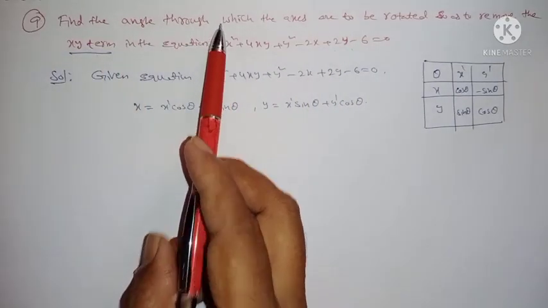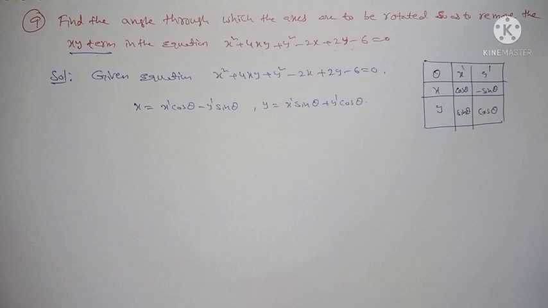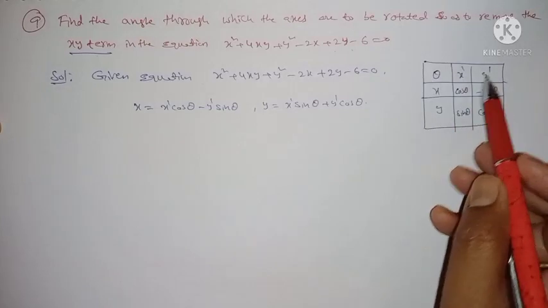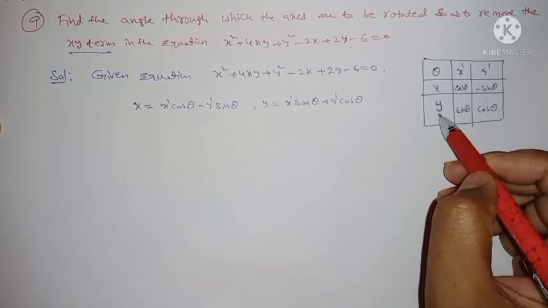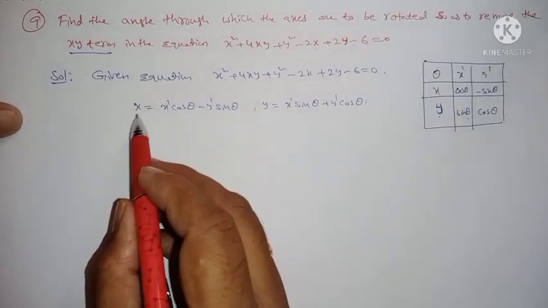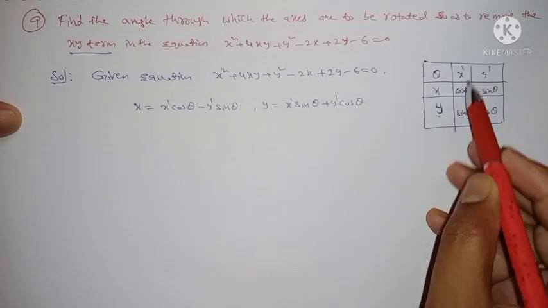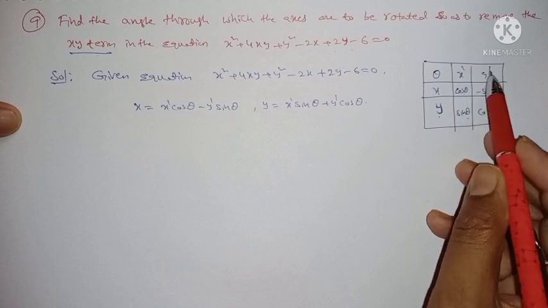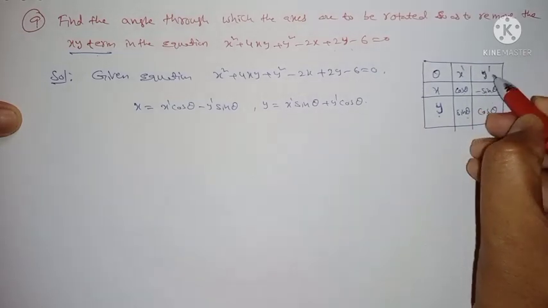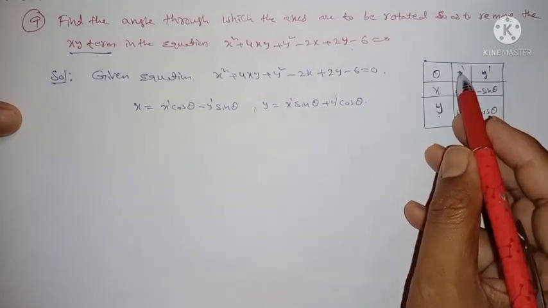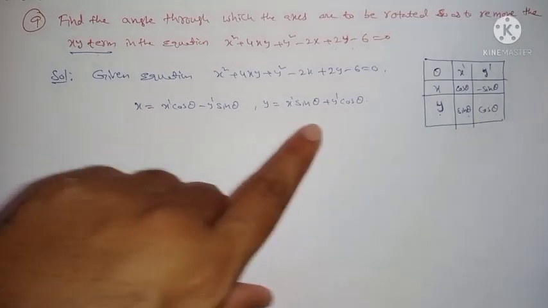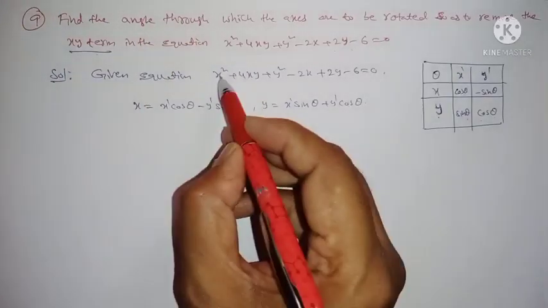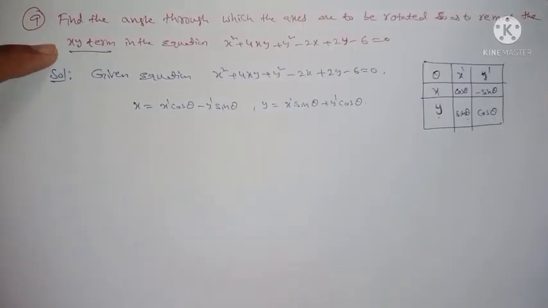Find the angle. The change of angle uses the same formula here, with theta, x dash and y dash, and x and y. Therefore, you can remember x is equal to x dash cos theta minus y dash sin theta, and y is equal to x dash sin theta plus y dash cos theta. These two values of x and y you can substitute in the given equation and you can remove the xy term.